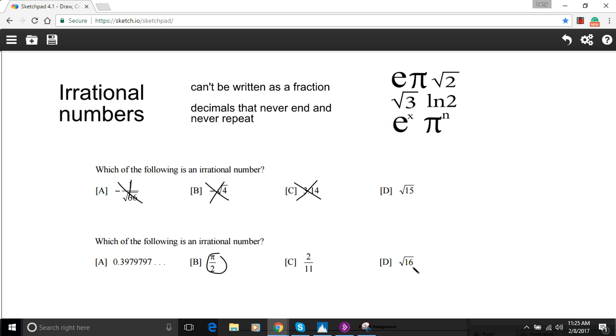The rest of these, square root of 16 is just 4, 2/11 is a fraction, so those are going to be rational numbers. So when you're looking for irrational numbers, keep your eyes out for pi, square root of 2, square root of 3, and things like square root of 15, where it's something multiplied by the square root of 2 or square root of 3. And if you're not sure, just plug them into your calculator and see if you get a never-ending, non-repeating decimal. So that's a little bit of work with irrational numbers.